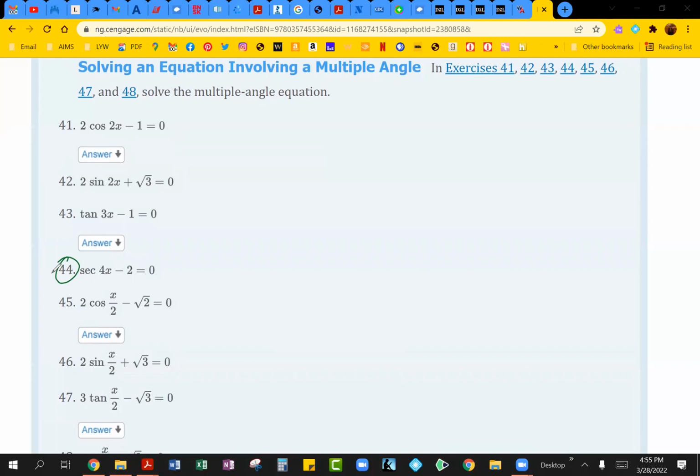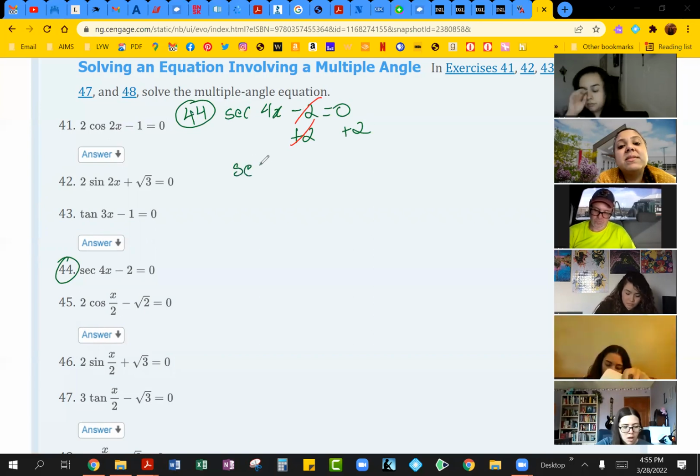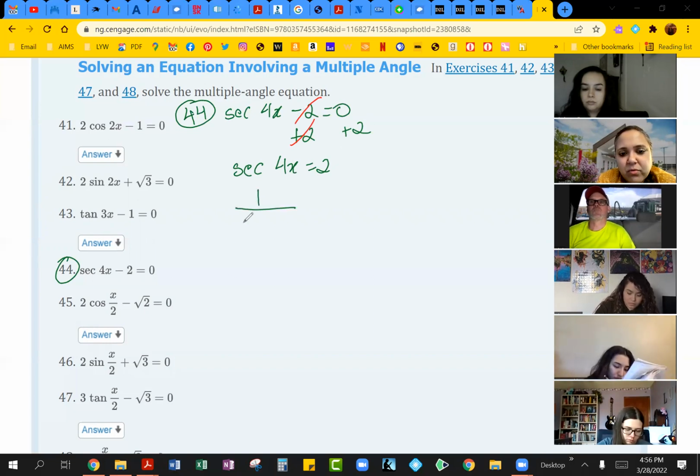Okay. So 44, you can see we are given secant of 4x minus 2 equals 0. So we again want to isolate our secant function first, so start by moving that 2 to the other side. So we'll go ahead and add it, which will clear this out, leaving us behind with secant of 4x equals 2. Now, obviously, if you want to use the unit circle, we have to use the cosine function again. So rewrite that secant as 1 over cosine of 4x equals 2.